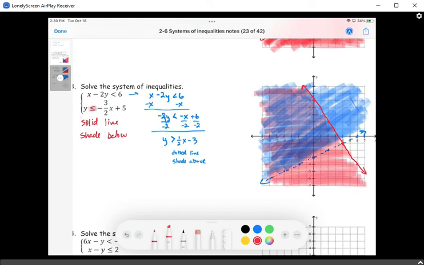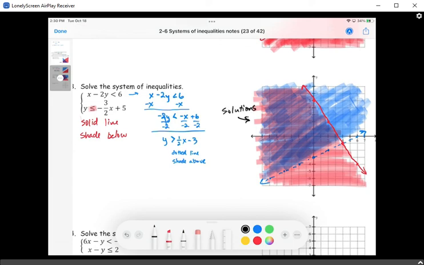All right, so there's some parts of your graph that only got shaded in red. There's some parts that only got shaded in blue. And there's a big chunk right here that got shaded by both. Those pieces right there, those x and y values, those are the solutions.